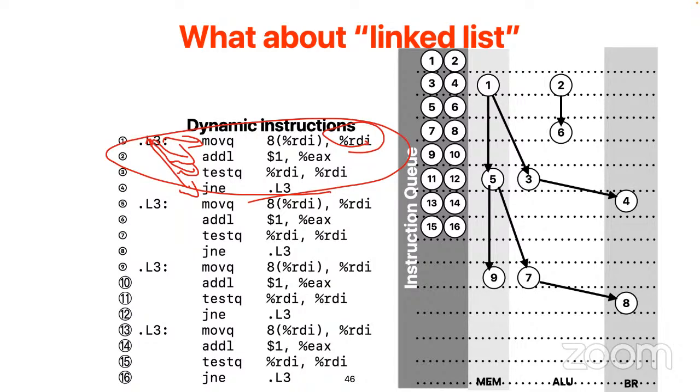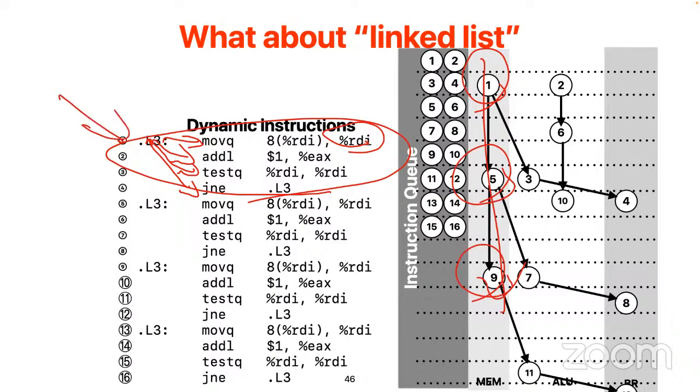And in fact, there's a clear critical path showing up in the figure. This one. And if you look at who is 1, who is 5, who is 9: 1 is the movq, 5 is the movq, 9 is the movq. So this instruction is effectively implementing current equals current next.